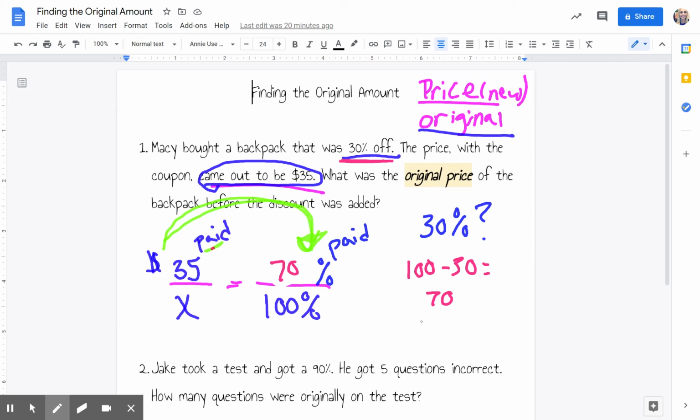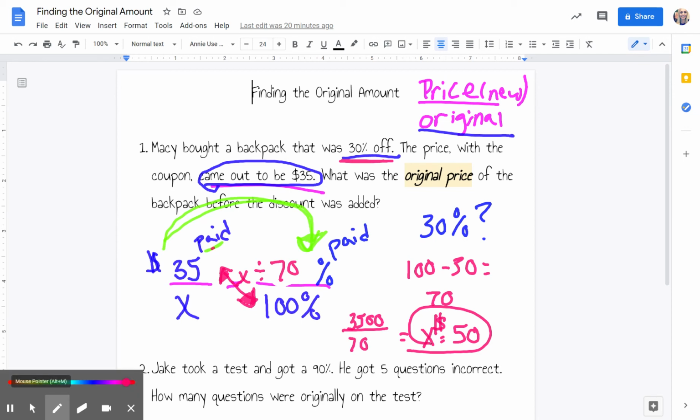So from here, let's go ahead and cross multiply and divide. I'm cross multiplying at a different angle here, but I'm still cross multiplying, right? So 35 times 100 this time is 3,500. Now let's divide that by what's left, which is the 70. So 3,500 divided by 70 leaves me with X to be $50. So $50 was my original price of the backpack. Okay, so let's try a couple more.